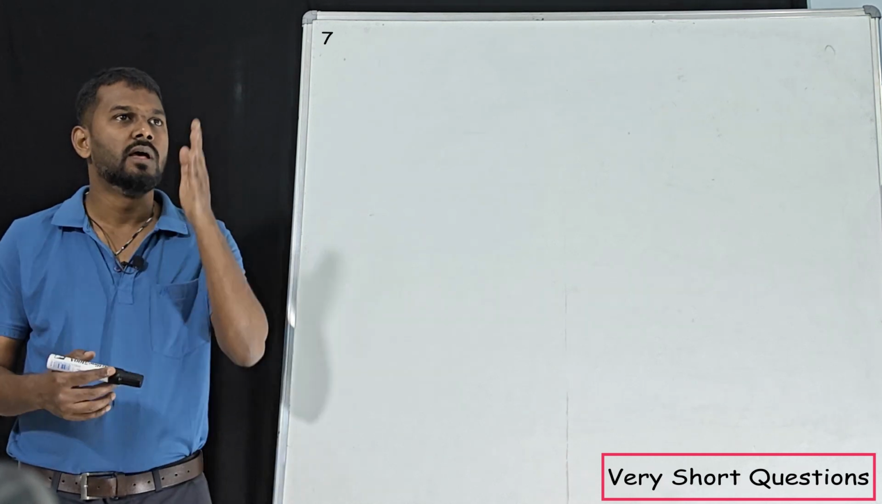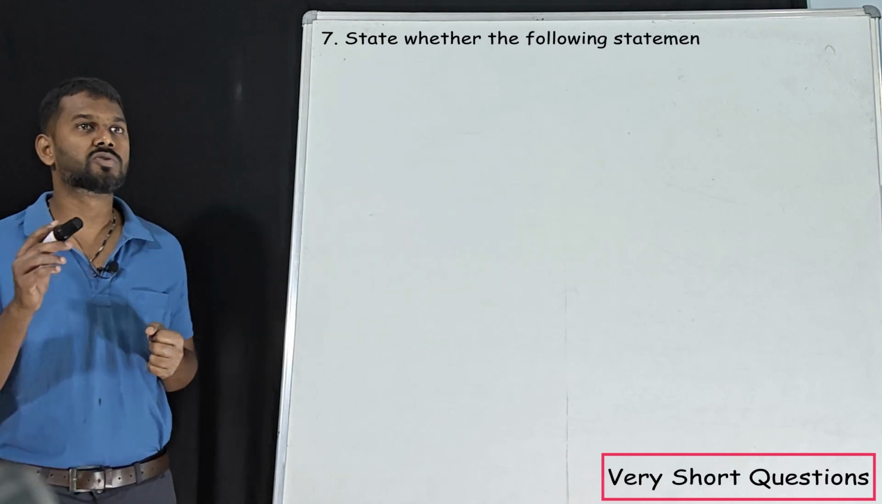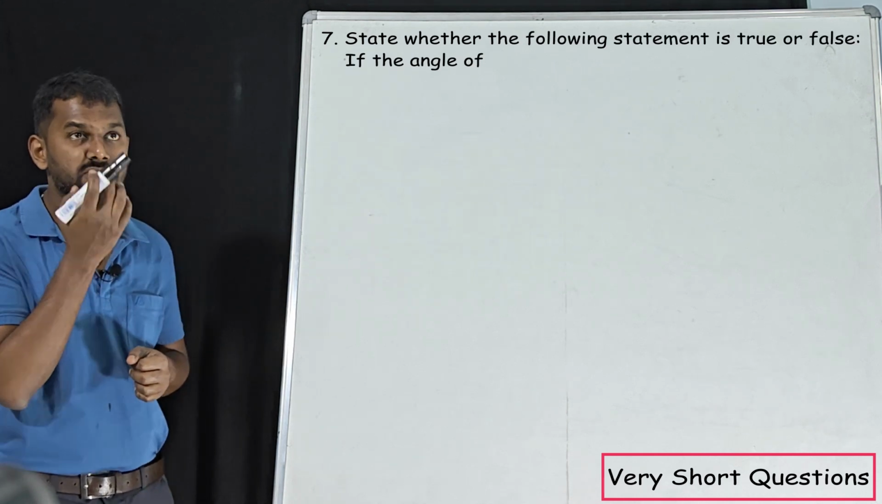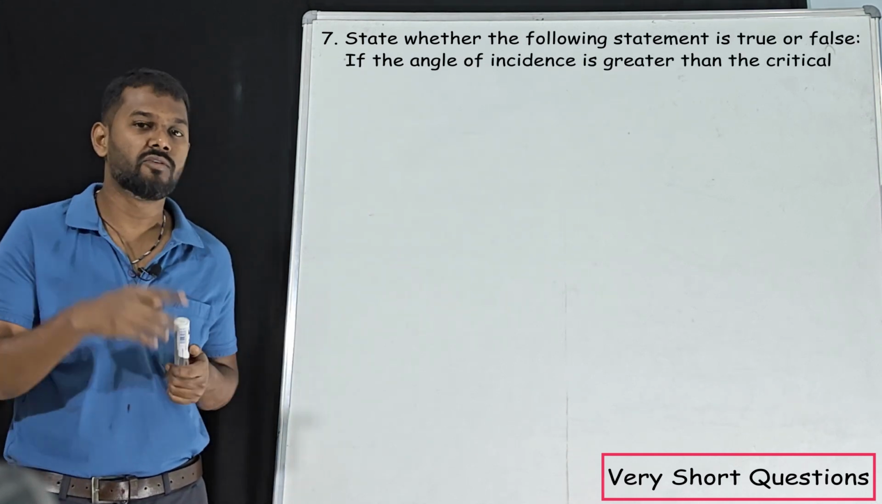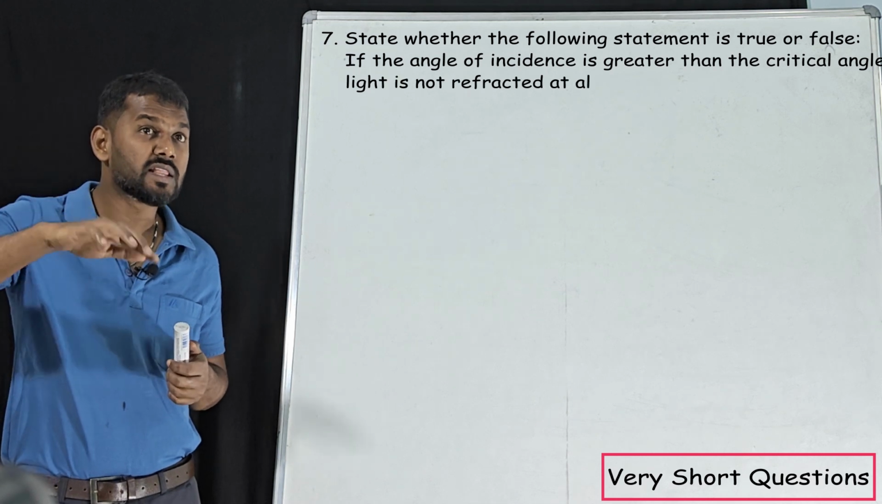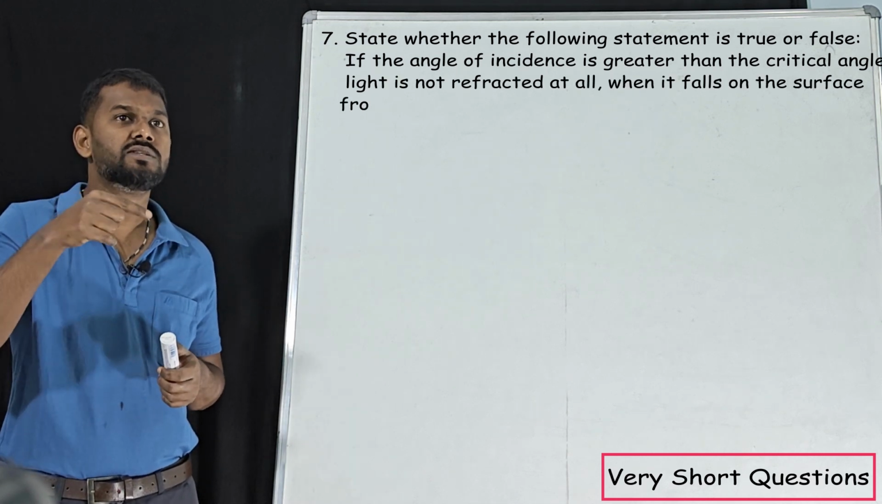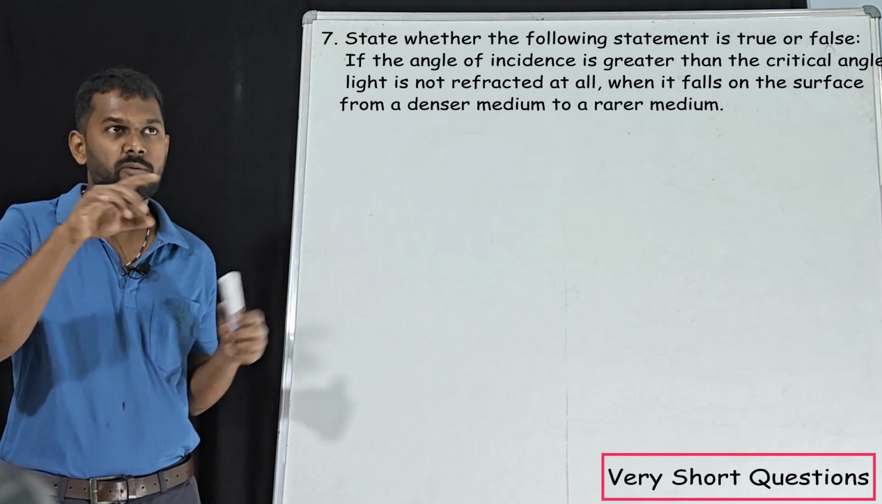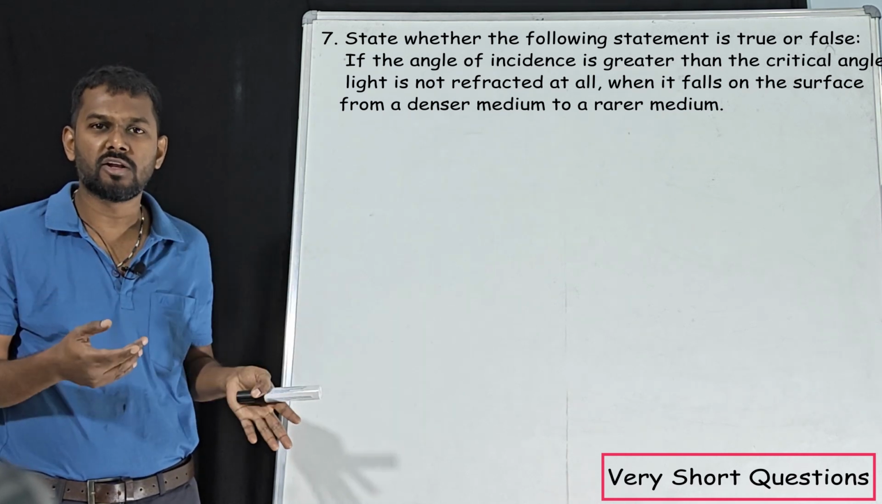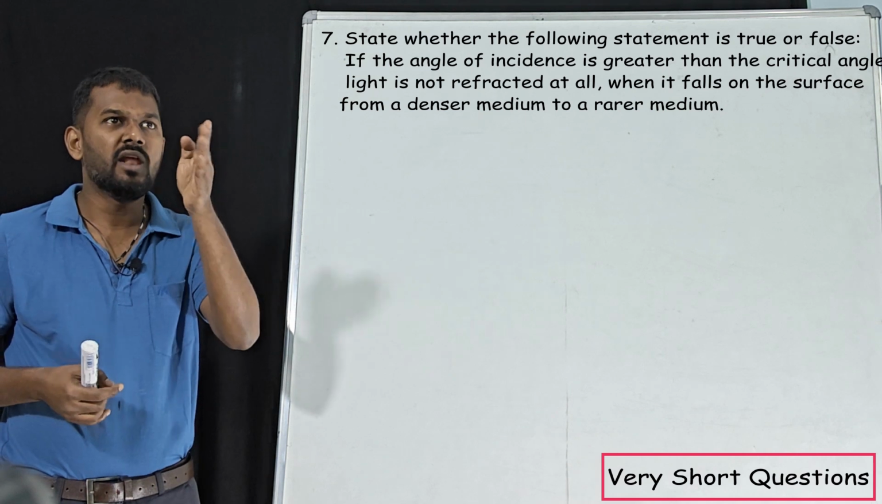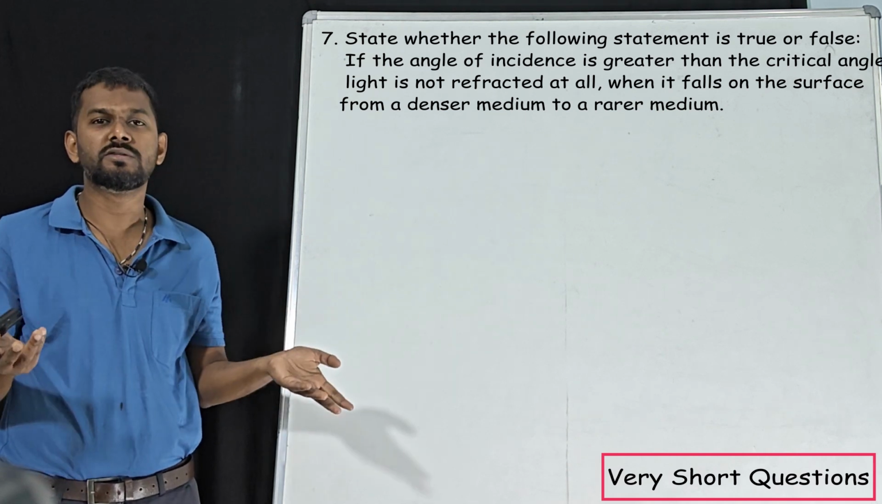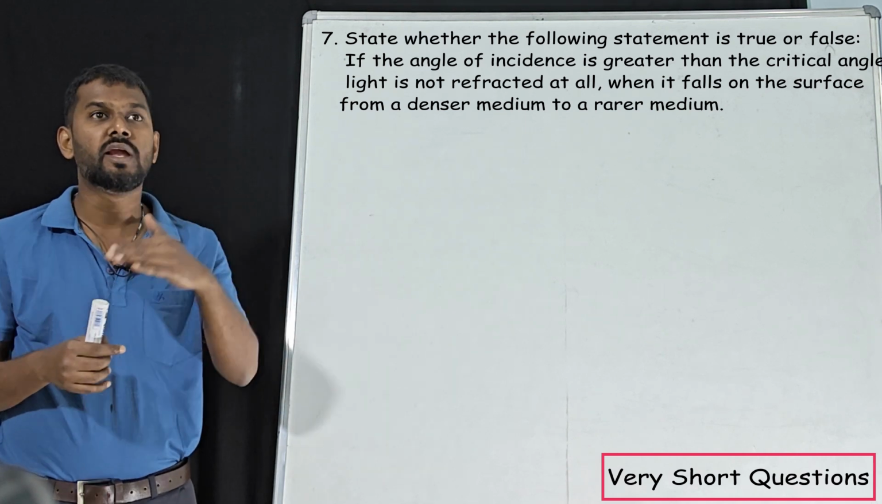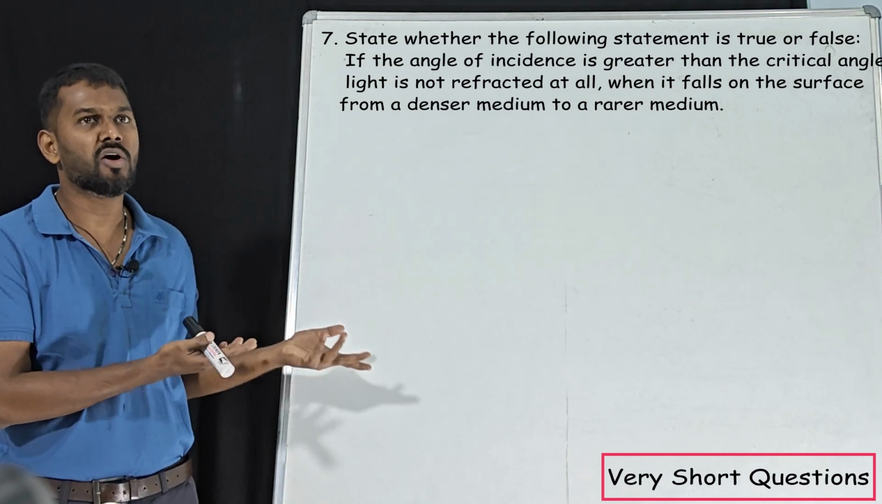Our next question: state whether the following statement is true or false. If the angle of incidence is greater than the critical angle, light is not refracted at all. What do you mean by this statement? From the first statement only we will get to know whether it is true or false. If the angle of incidence is greater than the critical angle, what happens? It undergoes total internal reflection. This is what we have learnt in the concept.